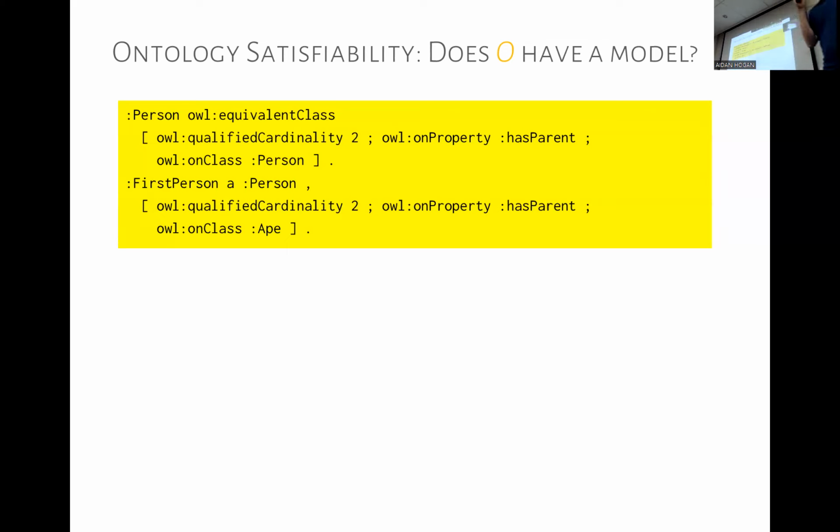So we define this ontology, and now we want to ask: is this consistent? Can this describe any possible world? If it can't describe anything consistently, then it's inconsistent. If there's no world we can describe, then it means that the ontology is inconsistent. So what do we think? Do we think that this ontology is satisfiable? Do we think you can have a model? Do we think it's consistent?